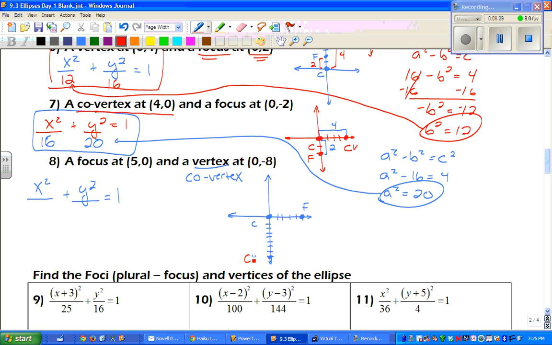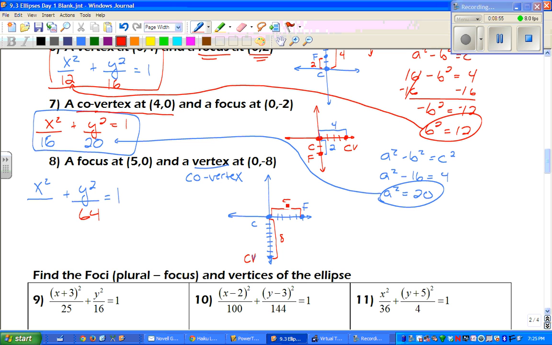Okay, so let's take a closer look at this. Okay, so let's make this a CV for co-vertex. The distance from the center to the focus is a distance of 5, and the distance from the center to the co-vertex has a distance of 8. Because this is the distance that moves up and down, we're going to take 8 and square it to get 64. That goes underneath y, because that's how far we moved up or down.